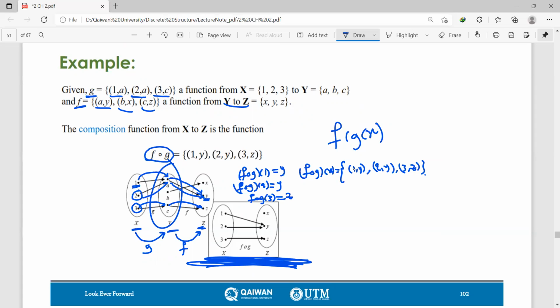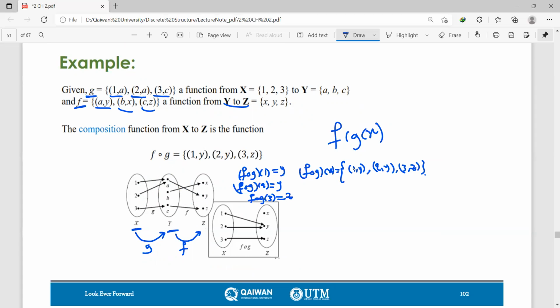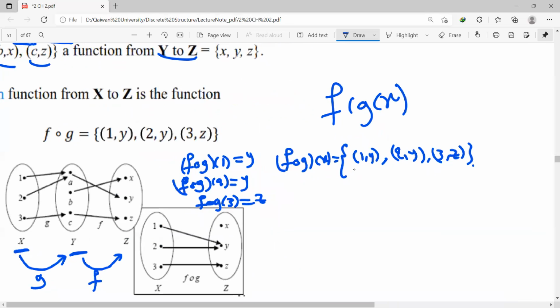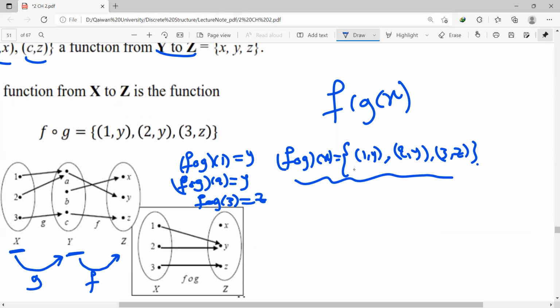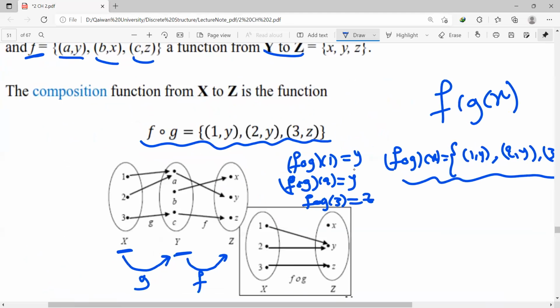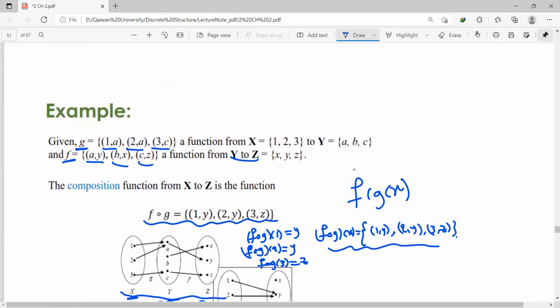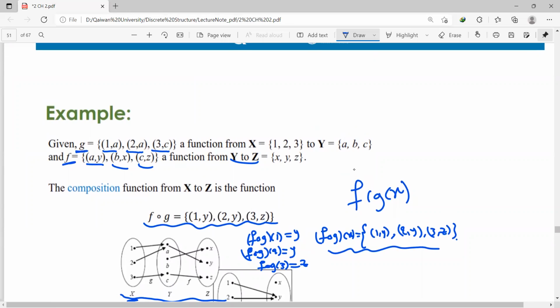So the composition of functions of F and G is this function. That's it. That's written here actually. We can get it from these 2 functions, and from the sets, we also can get that.